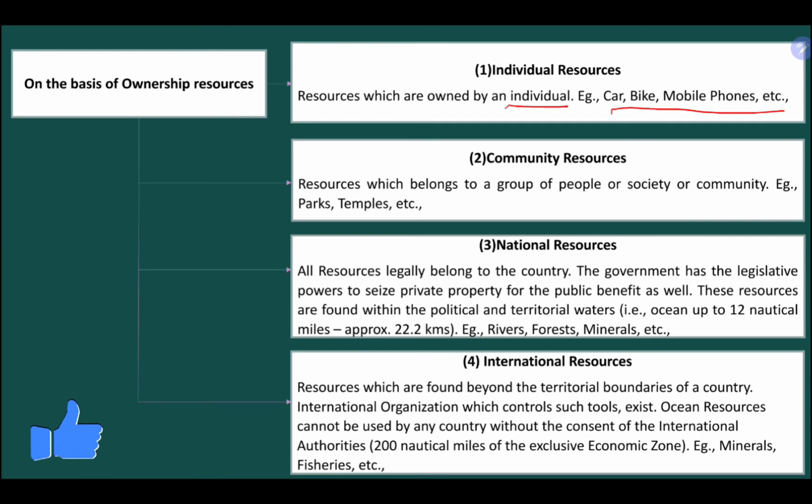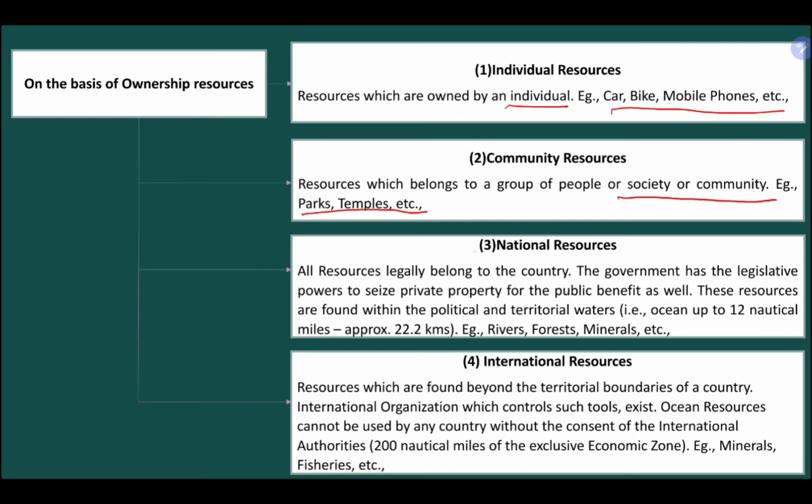Then the next one is community resources. People live in a society, living together, and in general we depend on one another. So if a resource is commonly used by the community or the society, it may be considered a community resource. Resources which belong to a group of people, society or community are called community resources. Examples: park, temple, beach, tourist spots, etc.